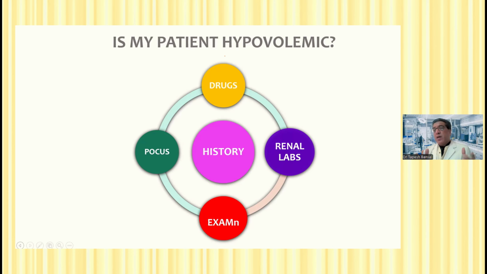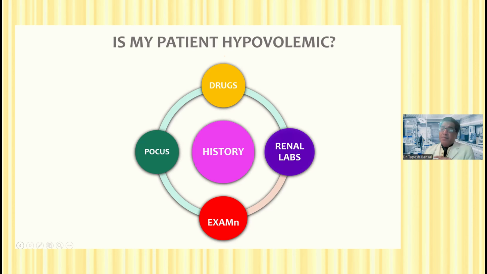Then POCUS, of course, comes into the picture. If nothing is clear, look at the IVC, look at the echo, and try to see what you can make out. So hypovolemia has to be made out clinically: whether there is any fluid loss, examination, what is the blood pressure, what is the heart rate, any tachycardia. Skin turgor and dry mucous membranes don't help; those things are things of the past now, right?